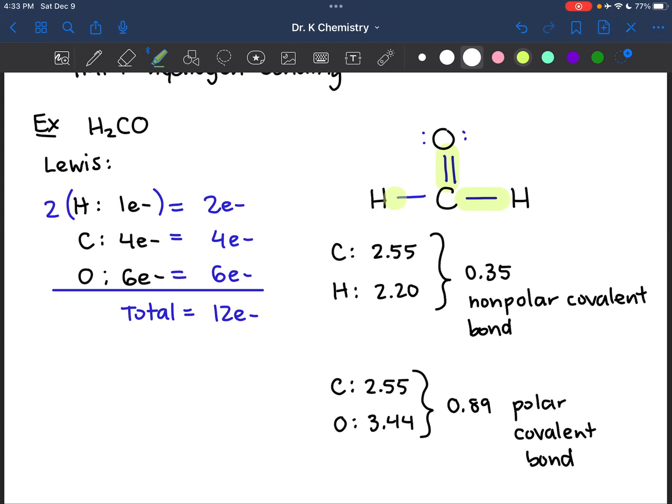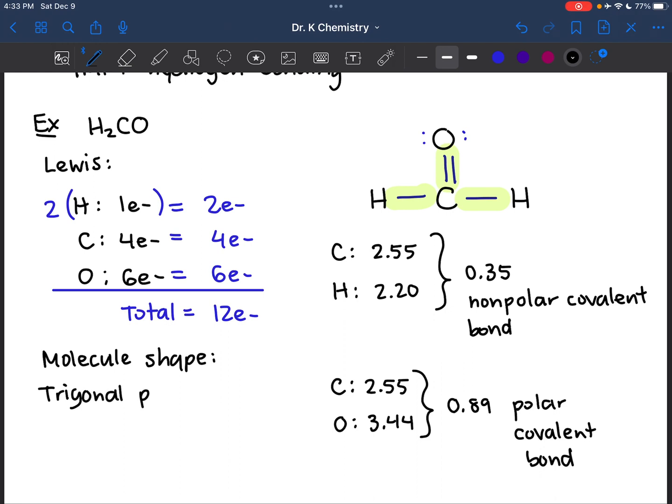Okay. The central atom has three electron groups around it, which means both the electronic shape and the molecular shape is trigonal planar. The shapes are the same here because there is no lone pair of electrons around the central atom. So the molecule shape is trigonal planar. Which it looks like this.